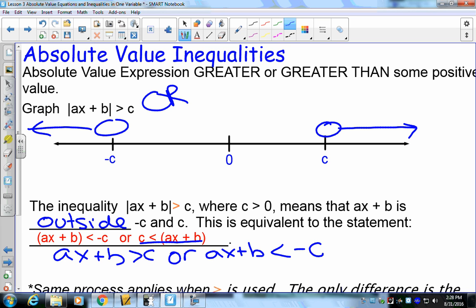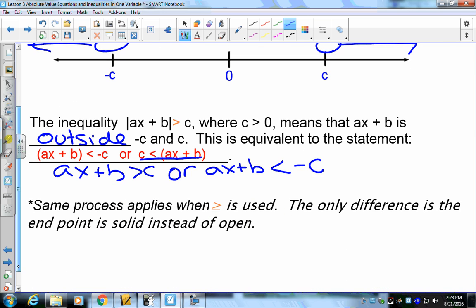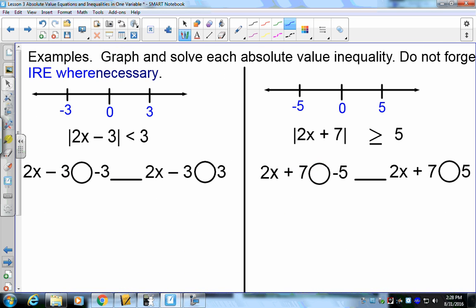Okay. And then we would solve them both and we would graph our inequalities as our answer. All right, super important to make sure you isolate that absolute value first. So taking a look at this, I've got a less than. A less than is an and. Okay, this is an and.